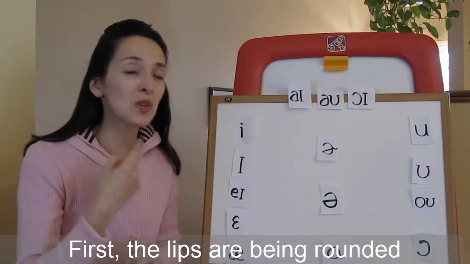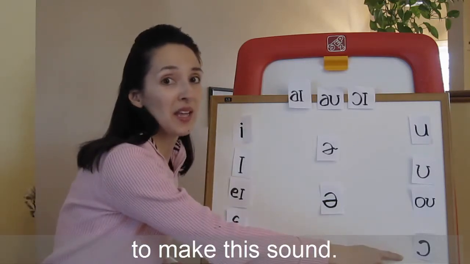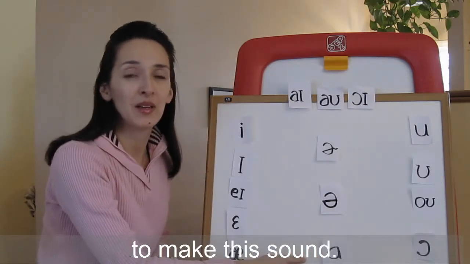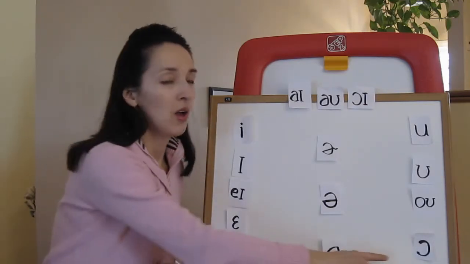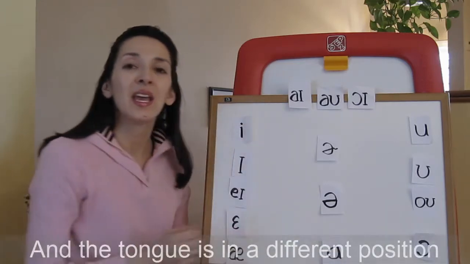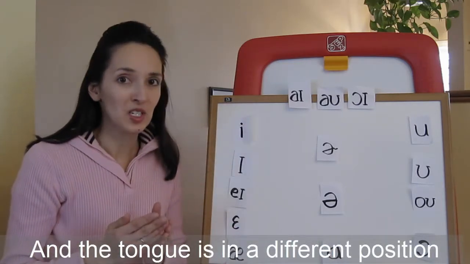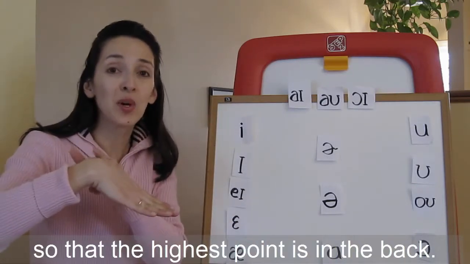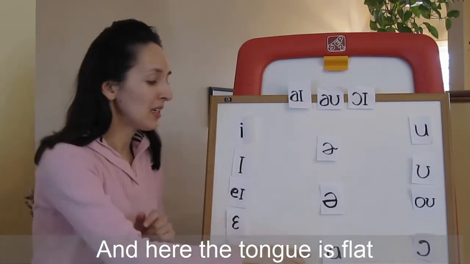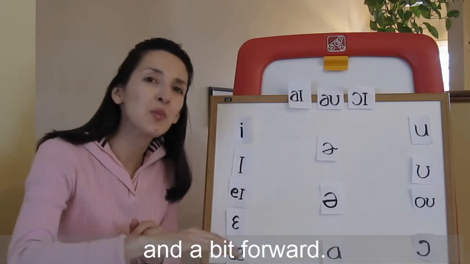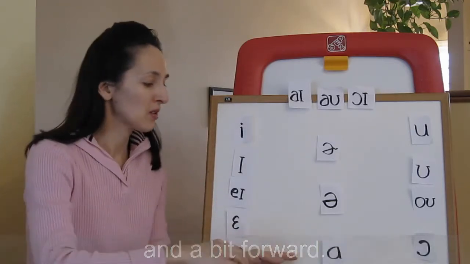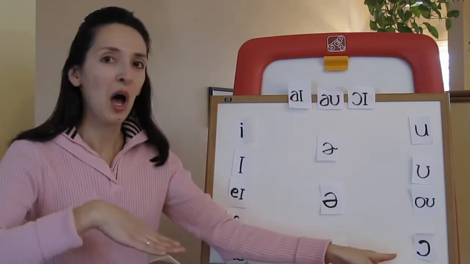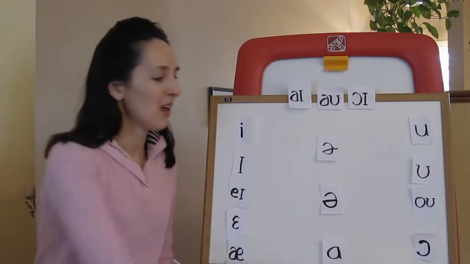First, the lips are being rounded to make this sound. The lips are more neutral to make this sound. Aw. And the tongue is in a different position. Here, the tongue is pulled back so that the highest point is in the back. And here, the tongue is flat and a bit forward. So this is aw, and this is ah.